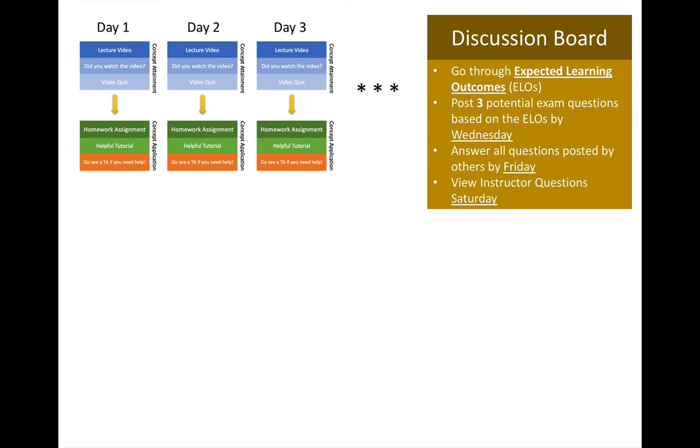So you're going to click on the discussion link and you're going to go through the expected learning outcomes, which I'll show you on Canvas, and you're going to come up with potential exam questions based on these learning outcomes. So you're going to write 3 potential exam questions and you're going to post them to the discussion board by Wednesday, and then you're going to be in groups that are already assigned, and the rest of your group members will also post by Wednesday, and you will answer their questions by Friday and submit those by Friday at midnight.